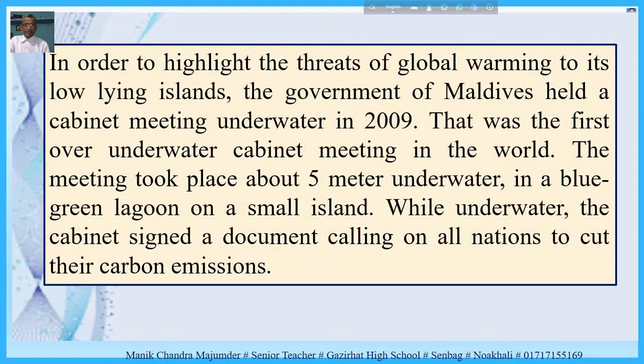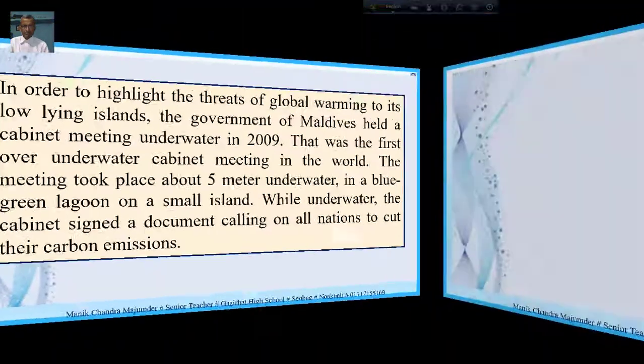In order to highlight the threat of global warming to its low-lying islands, the government of Maldives held a cabinet meeting underwater in 2009. That was the first underwater cabinet meeting in the world. The meeting took place about 5 meters underwater in a blue-green lagoon on a small island. While underwater, the cabinet signed a document calling on all nations to cut their carbon emission.